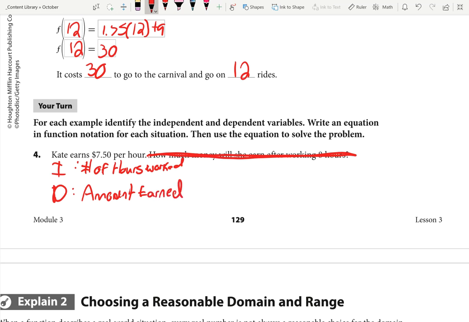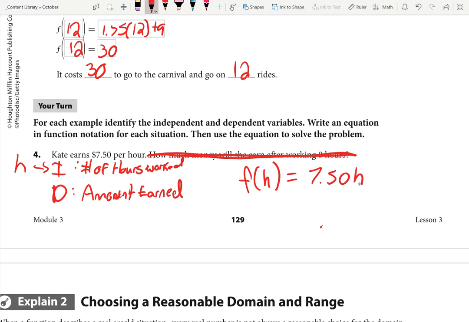So now let's write a function for this. I'm going to call this function f of h. So I'm going to call the function f, and I'm going to use the variable h because h is my independent variable, is my x value, if you will. Remember, independent variable is x values. But instead of using x, I'm going to call it h to represent hours. Now, Kate earns $7.50 per hour. So this is essentially y equals, or f of h equals, 7.50 times h.